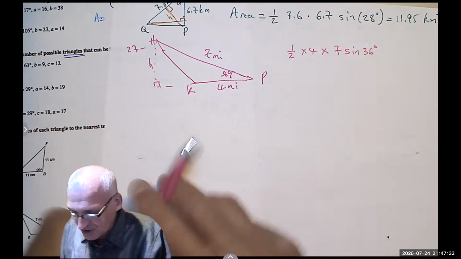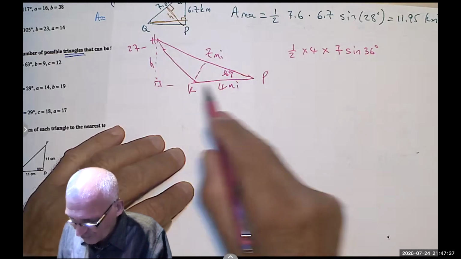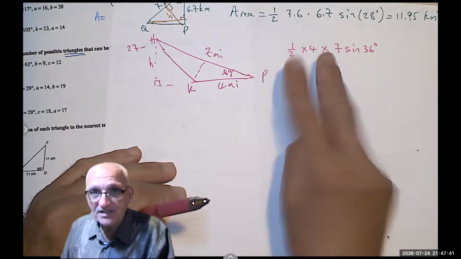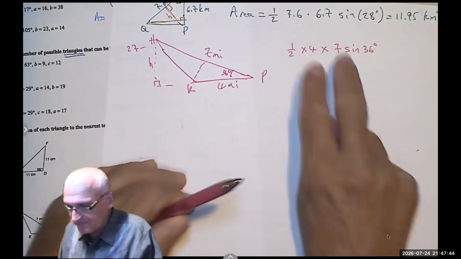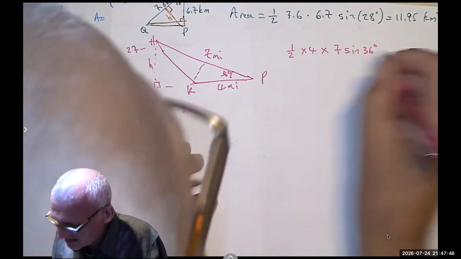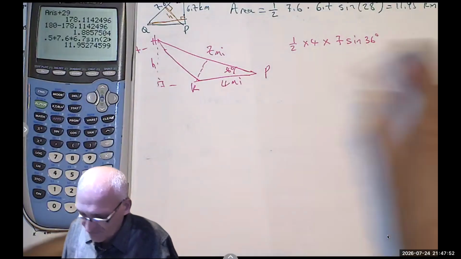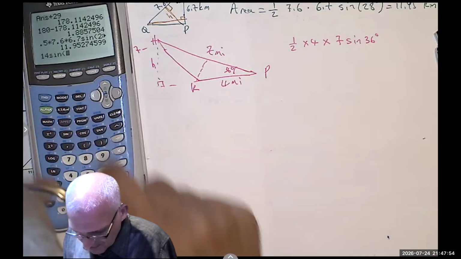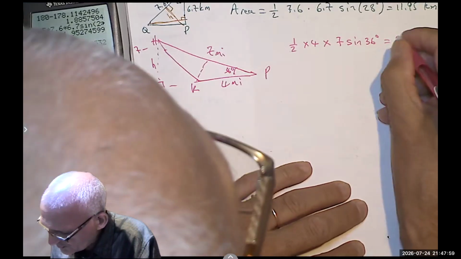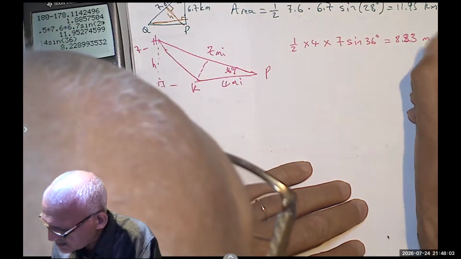But I can do it also. I can say this guy, and it's 7 times 4, that's sine 36. It's the same thing, except that I commutated, like I did a commutative 4 times 7 or 7 times 4. It doesn't matter. And this is 14 sine 36, right? 4 over 2 is 2 times 7 is 14. So 14 sine 36. And that gives me 8.2323 square miles.